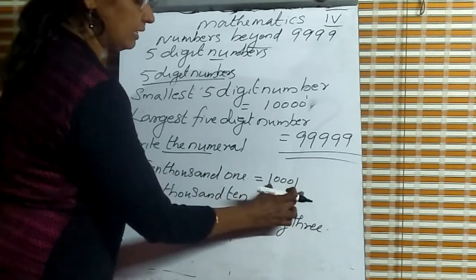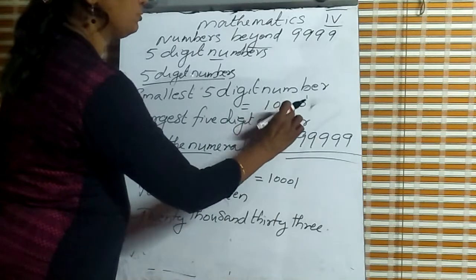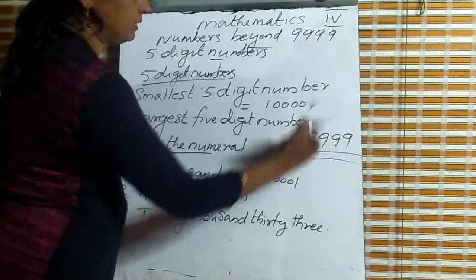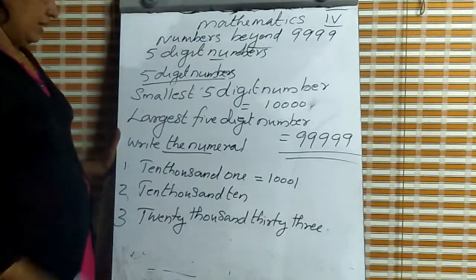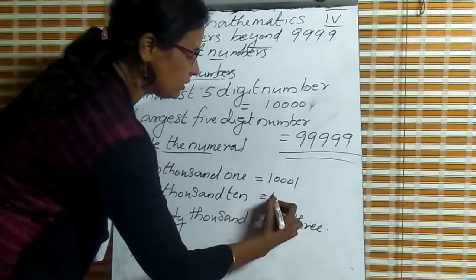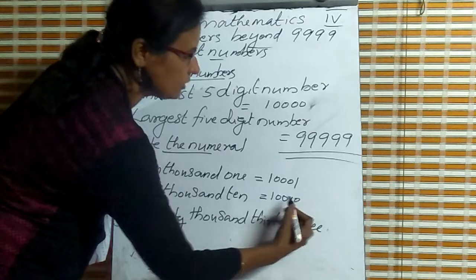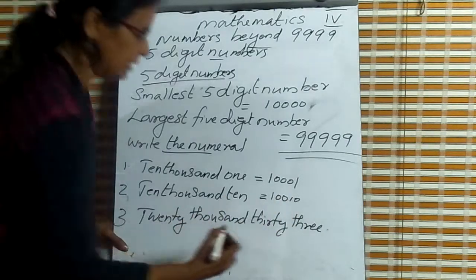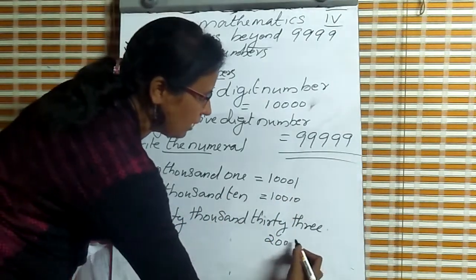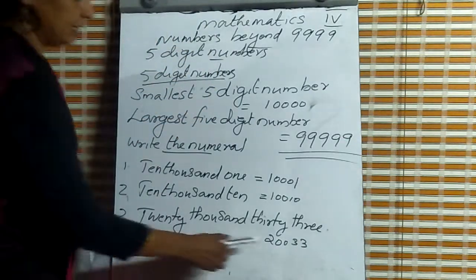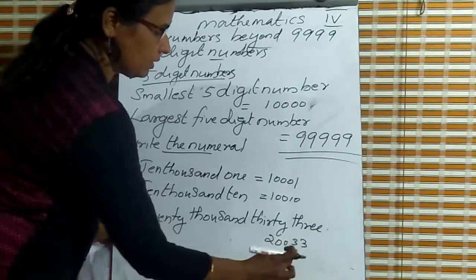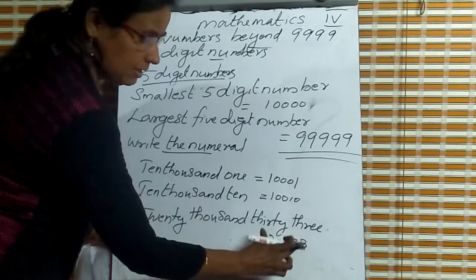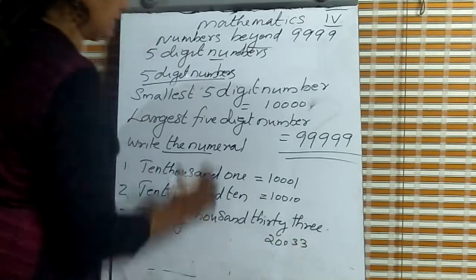10,000 is a 5-digit number. 10,001 has 0 and 1 as the last digit. 10,010 is 5 digits with the last digits 10. 20,033 is a 5-digit number with the last digits 33 and 20,000 before that. 20 in the middle, then 0s, 5 digits: 20,033. Remember, 20,033. Next question.